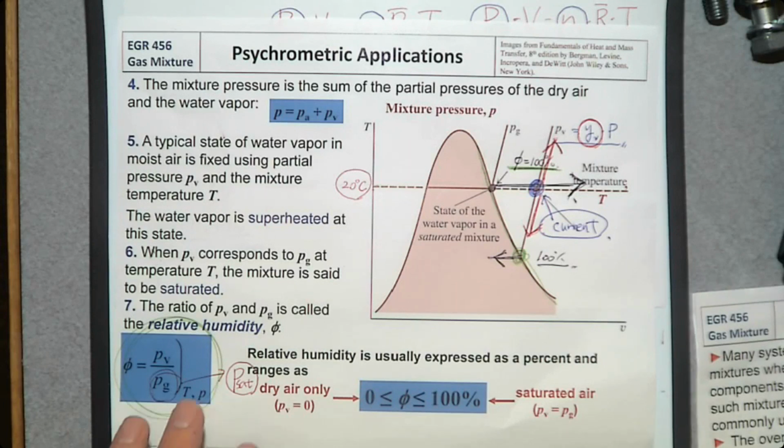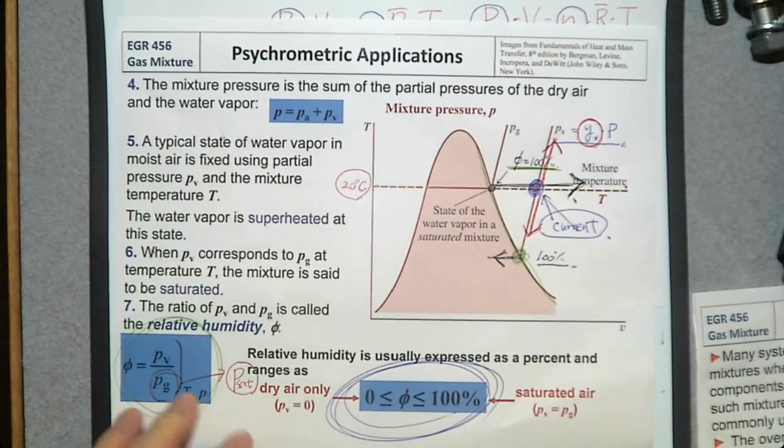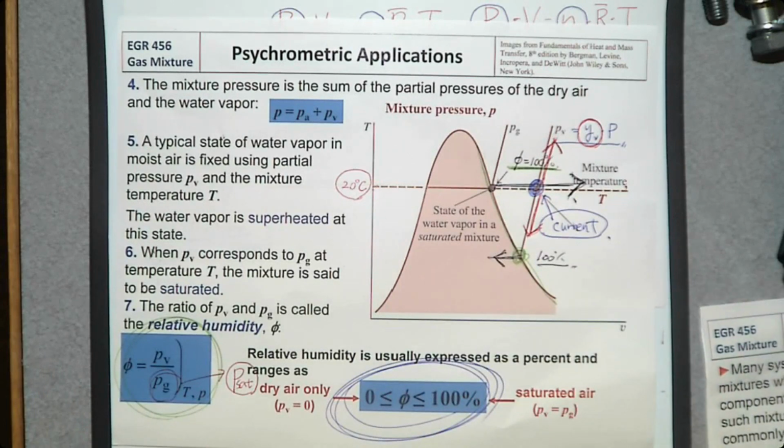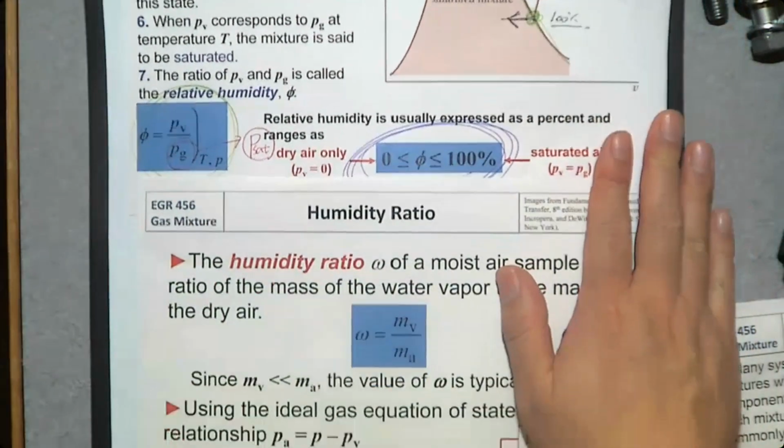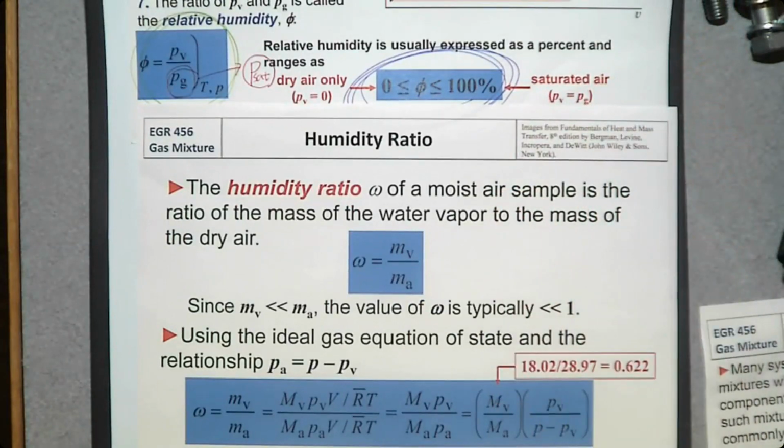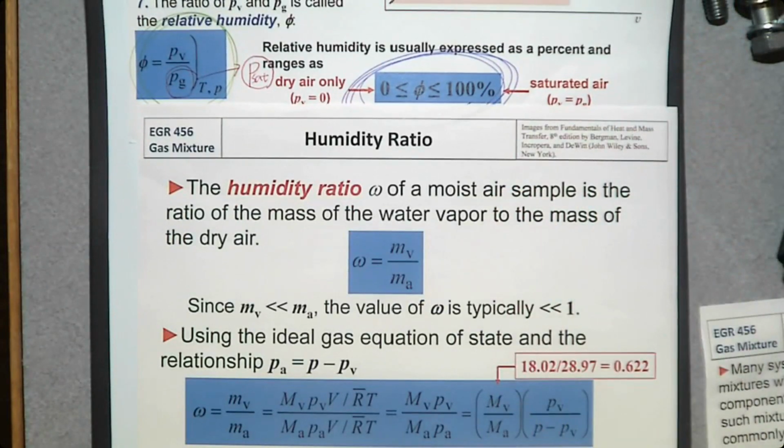So we use this relative humidity a lot in our real life. If you go check the weather, you can find the relative humidity. But this is not the ratio of dry air and water vapor that we use in our thermodynamic calculation. Instead of this relative humidity, we use humidity ratio, omega. So humidity ratio, omega, is the one that we use in our energy balance equation, entropy balance equation.